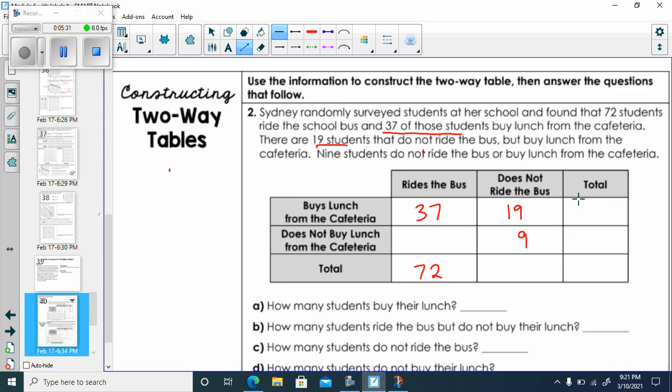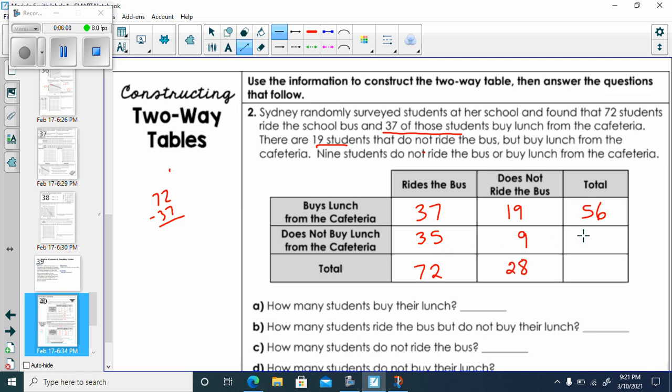Now, we need to fill in these other sections here. We know that if this is our total here, these columns add up to give us this. So 19 plus 9 would give me, let's see, 28. We know 37 plus something is 72. So I'd say 72 minus 37, and that would give me 35. Okay, now let's add up these, let's find these totals here. 37 plus 19 would be 56.